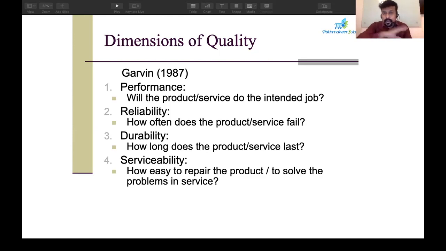So there will be a lot of vague statements from them, and in many situations I think I have faced it, and you would also face such kind of situations. Serviceability, how easy is it to repair, or how easy is it for you to approach them for a service? It starts right from identifying a number to the time the problem is resolved. Okay, so that is serviceability.